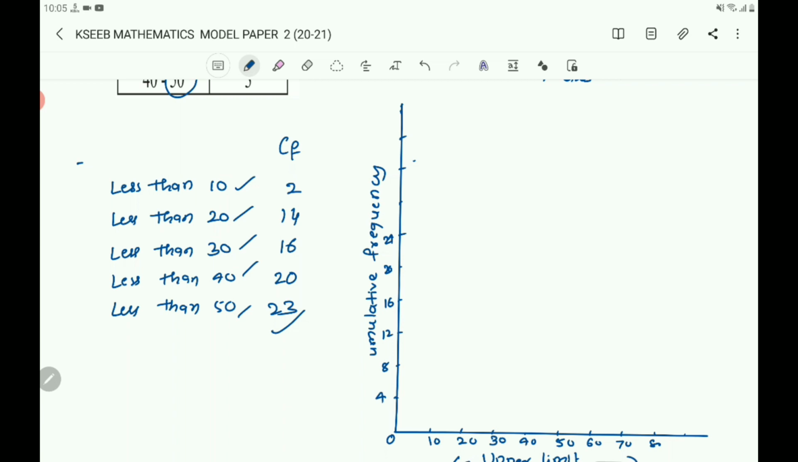Now you take 10, 2. Here is a 10. 2 means that is half of 4. That is the midpoint of this one. Here it comes. Next 14. 20 to 14 means it is between 12 and 16. Here you go straight to, comes here, so you mark here.